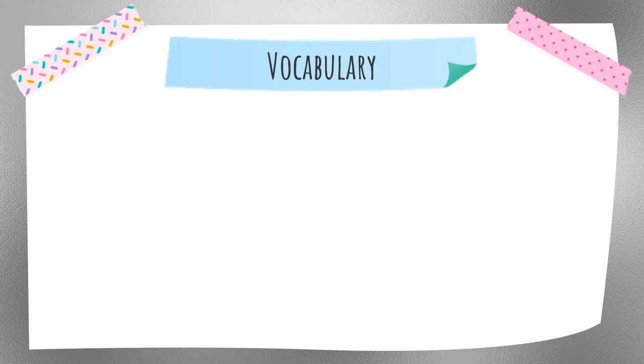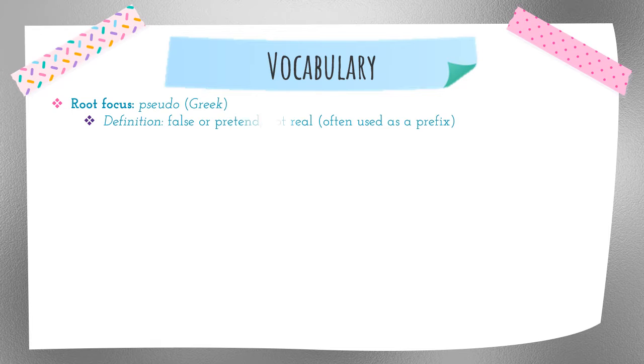Let's start off with your vocabulary. The first part is a root focus, and this would be pseudo. Pseudo. And this is, again, a Greek root. Its definition is false or pretend, something that's not real. Often this is used as a prefix, not so much a suffix. So usually this goes in the beginning of words.